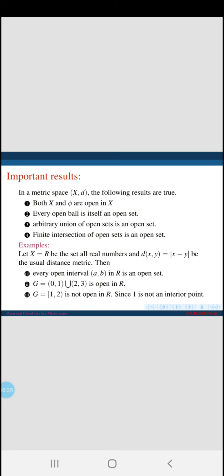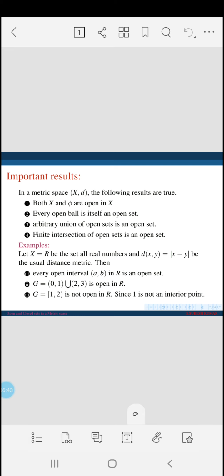Let us take X to be the set of all real numbers and d(x, y) be the usual metric. Then every open interval (a, b) in R is an open set, since every neighborhood of a point of the open interval (a, b) is fully contained in G, where G is equal to the open interval (a, b). Therefore, all the points of the open interval (a, b) are interior points of (a, b). Therefore, the open interval (a, b) is open in R.